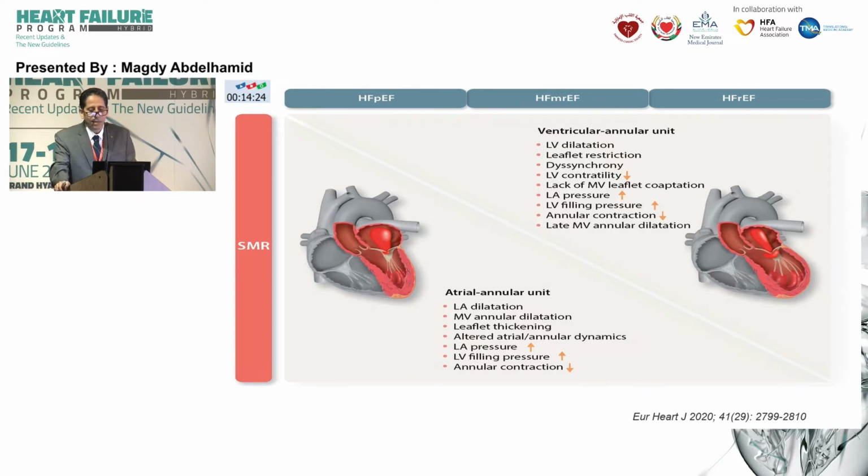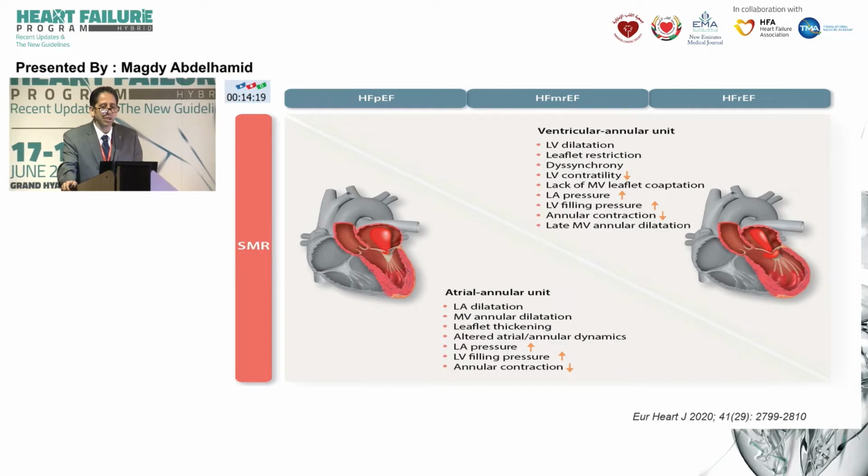We know that in patients with heart failure with reduced ejection fraction, secondary mitral regurgitation is common, and the mitral valve is a complex anatomical and functional unit because it consists of not only the leaflets and the annulus, but also the subvalvular structures: the cord, the papillary muscle, and the ventricular wall. So ventricular annular disruption is responsible for secondary mitral regurgitation due to dilated left ventricle, due to tethering of the mitral valve leaflets, dyssynchrony, decreased contractility, annular dilatation, high LV filling pressure, and high left atrial pressure.